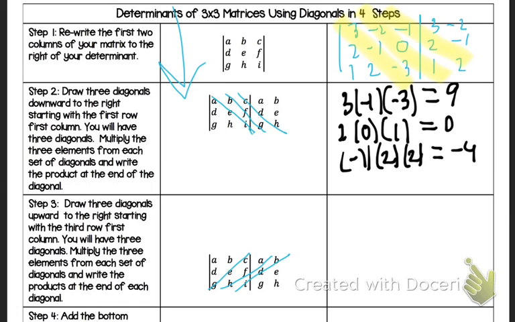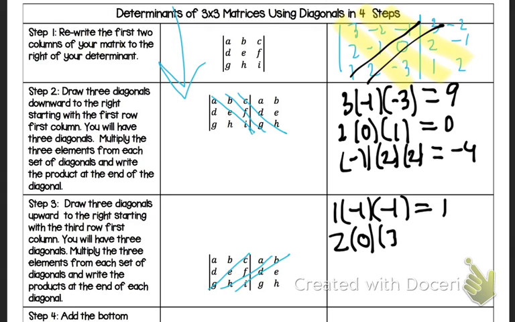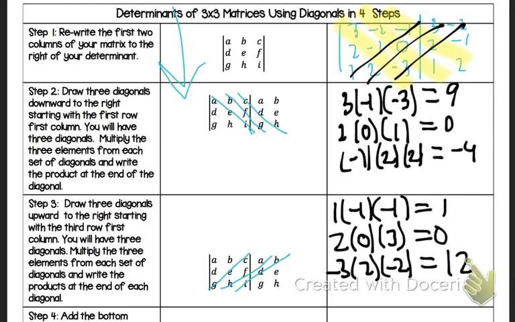Okay, so this way we do 1 times negative 1 times negative 1. That's going to be 1. We do 2 times 0 times 3, which is 0. And then we do negative 3 times 2 times negative 2, which is going to make positive 6 times 2 is positive 12.